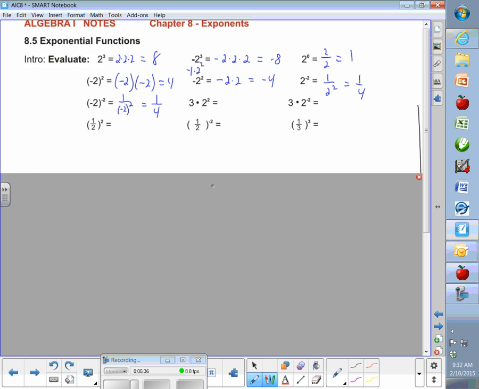All right, the next one, obviously the exponent only goes to its base. So this is a 3 times 2 times 2, right? Or you could have just written right there 3 times 4. And this is obviously a 12.